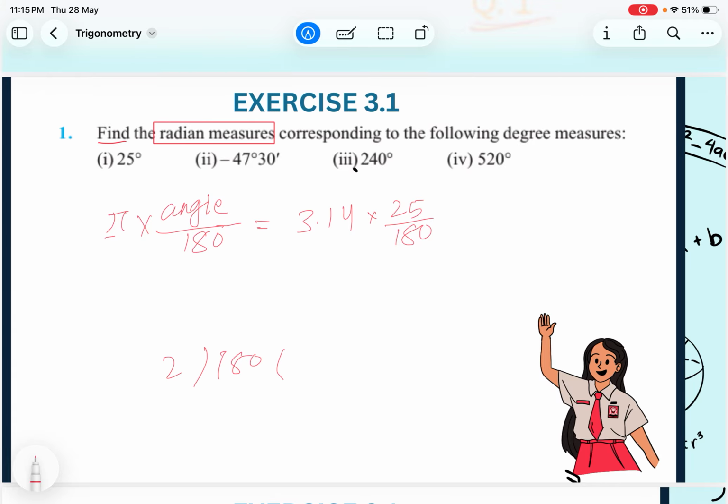So 180 divided by 25, it will be 400, then 2 6 and 7. It will be 7 ja 5 3 7 14 17. So we'll get 5 decimal 0. Sorry, 2 ja 50 cross. So we will get 3.14 into 7.2. I hope this is correct.